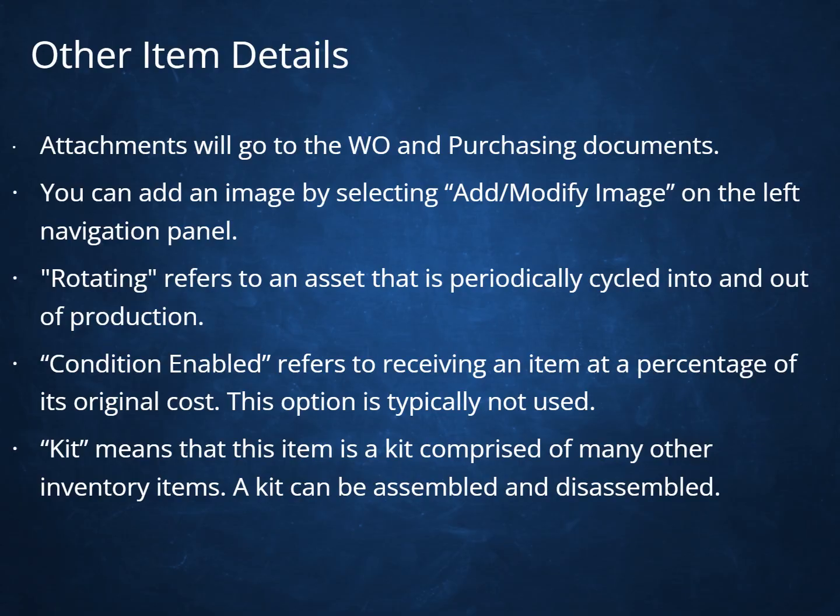Other item details. Attachments will go to the WO and purchasing documents. You can add an image by selecting Add Modify Image on the left navigation panel. Rotating refers to an asset that is periodically cycled into and out of production. Condition Enabled refers to receiving an item at a percentage of its original cost.